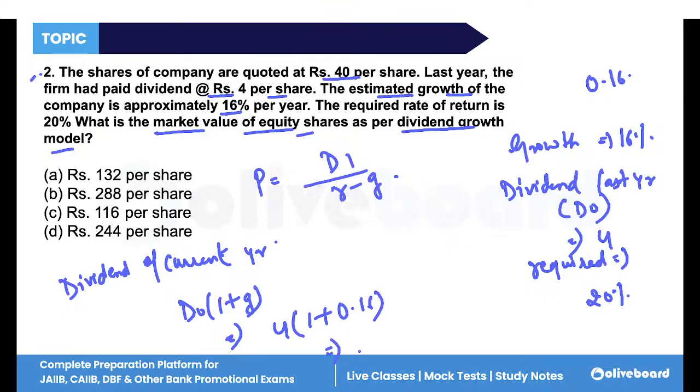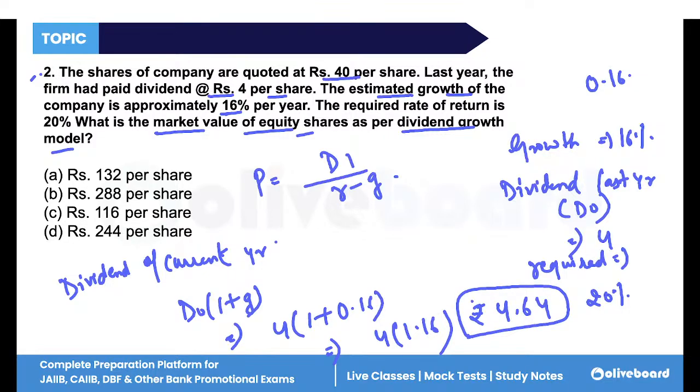Now, 4 into 1.16. Calculate this. 4 into 1.16 is rupees 4.64. Now, what is 4.64? That is the dividend of your current year. Means D1 is equal to 4.64.